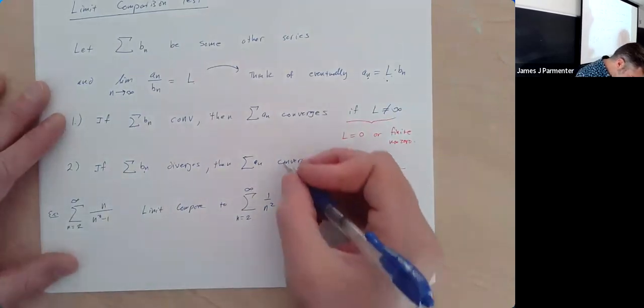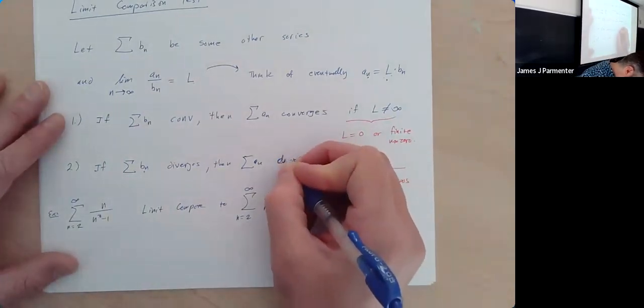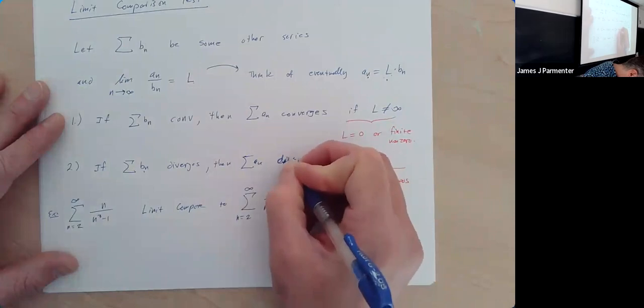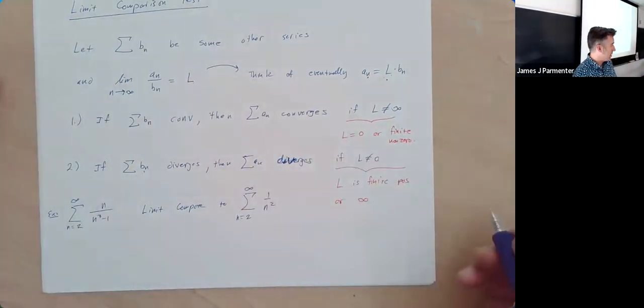Yeah. For number 2, it says B of n diverges. Oh, good catch. Yeah, thank you so much. That is incorrect. Yes, please, yes. Sorry about that.